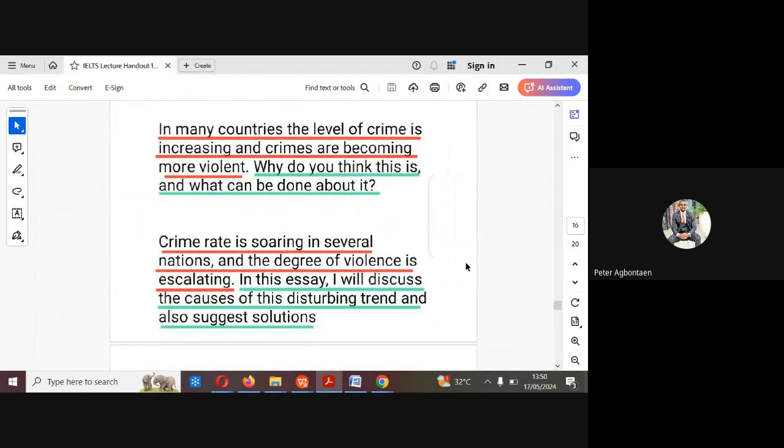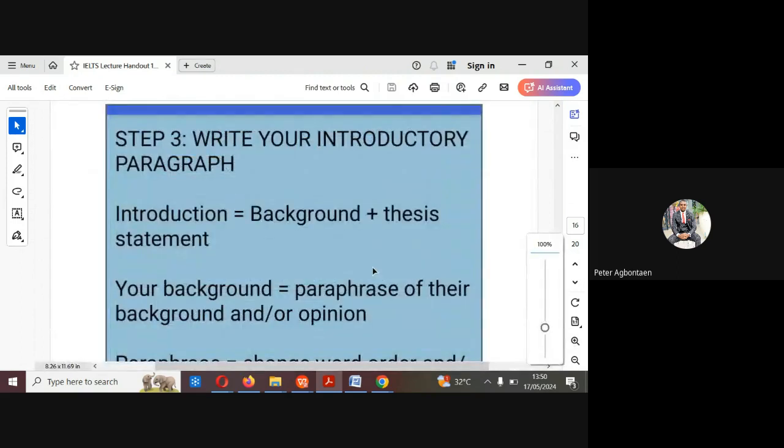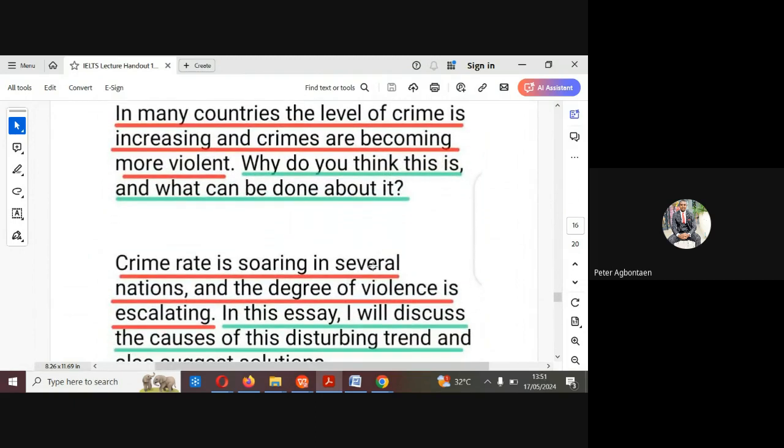And in this introductory paragraph, I'm going to have my background statement, of course, as well as my thesis statement. So what I would do, based on what I've just explained to you, is that because this is a two-sentence question, I will have to pick the first sentence and then paraphrase it. That will become my background statement. So the sentence on the line in red, that's the first sentence here. So I will pick that sentence and then I will paraphrase it, and that will give us my background statement. So this one.